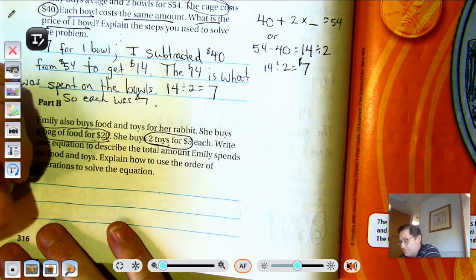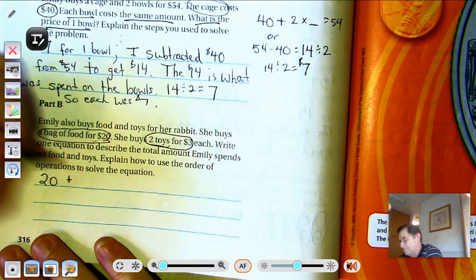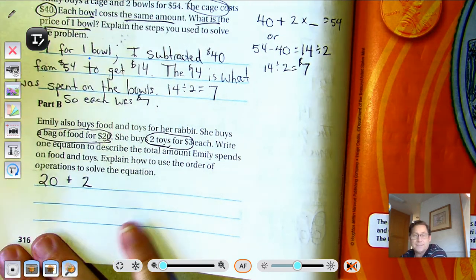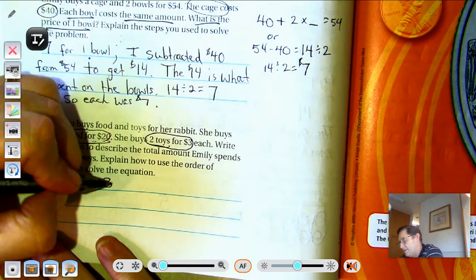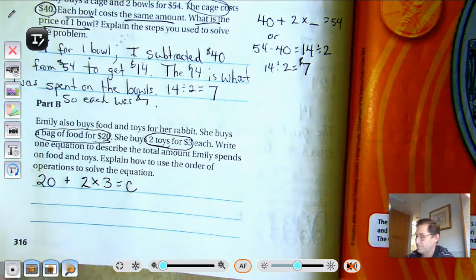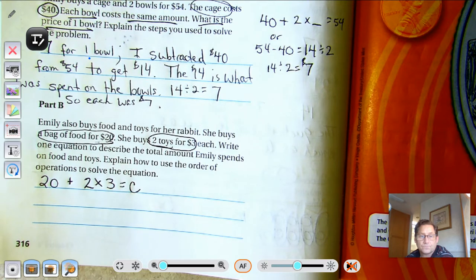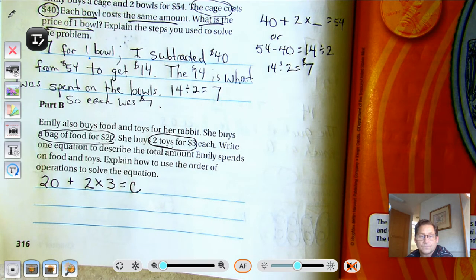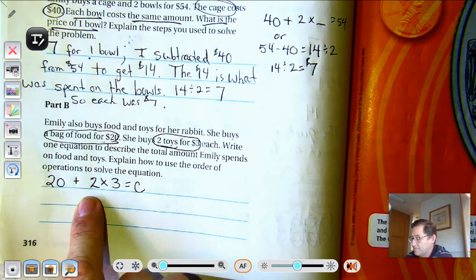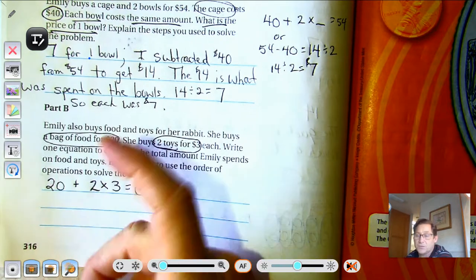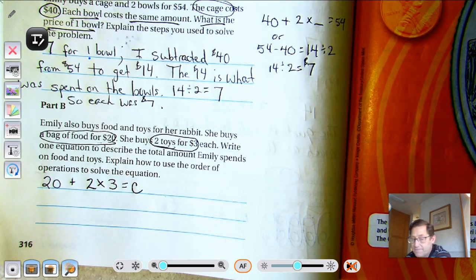All right, so she buys a bag of food for $20. She also buys 2 toys for $3 each, equals C, the cost. So 2 toys, $3 each, plus 20. So it doesn't matter. I could have 2 times 3 plus 20. Okay, there it would be the same thing. Okay, because we have to multiply first.